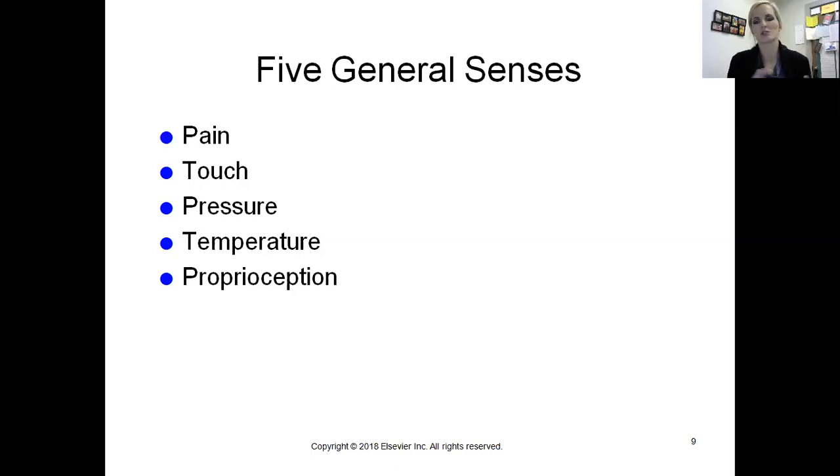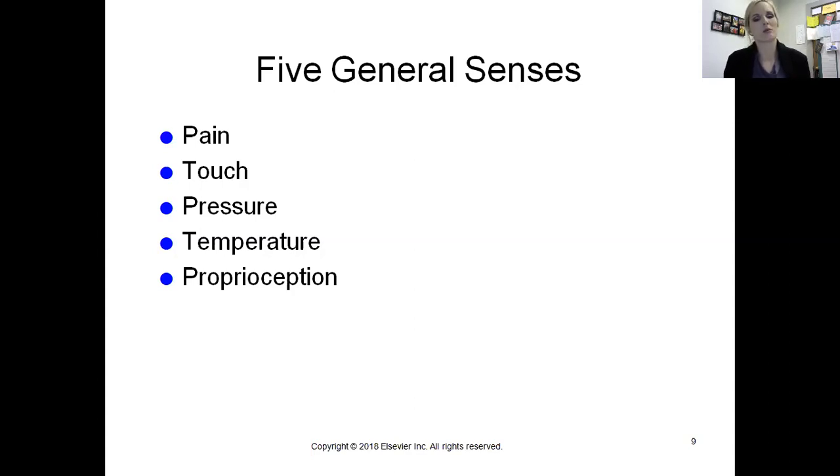Receptors for pain, touch, pressure, temperature, and proprioception, which is understanding where body movements are occurring. So pain, again, we know that it can be felt all over the body, whether it's internally or externally. We respond to touch. We'll talk about where all the receptors are located for these. Pressure, again, if somebody is pushing up against me, I can feel that sensation of pressure. Temperature, again, we know that we can adapt to certain temperatures. But whether it's really hot out or really cold, there are temperature receptors.